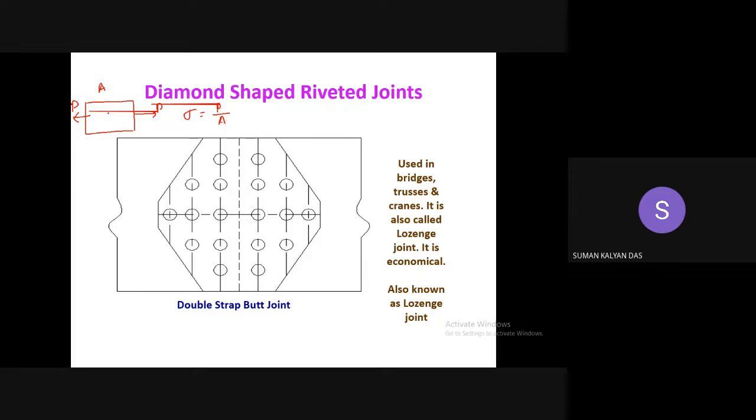Now, suppose I introduce a hole. Initially, when this hole was not introduced, the plate could have failed at any point, provided that this sigma is exceeding your sigma t. Sigma t is what? Allowable tensile stress. How is sigma t obtained?